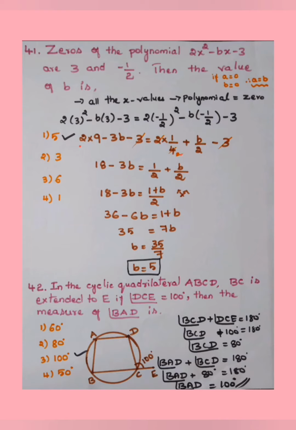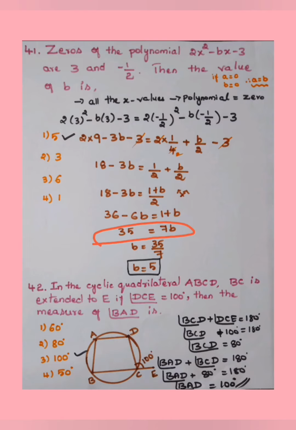2 9s are 18 minus 3b is equal to 1 by 2 plus b by 2. Where the denominators are the same, write the denominator as it is and just add up the numerator. Hence we get this step. If possible, you can skip this step also. If you know the direct answer, just multiply: this 18 2s are 36 minus 3b into 2, that is 6b. You can directly go to this step, which is equal to 1 plus b. Then here also, you can skip this step.